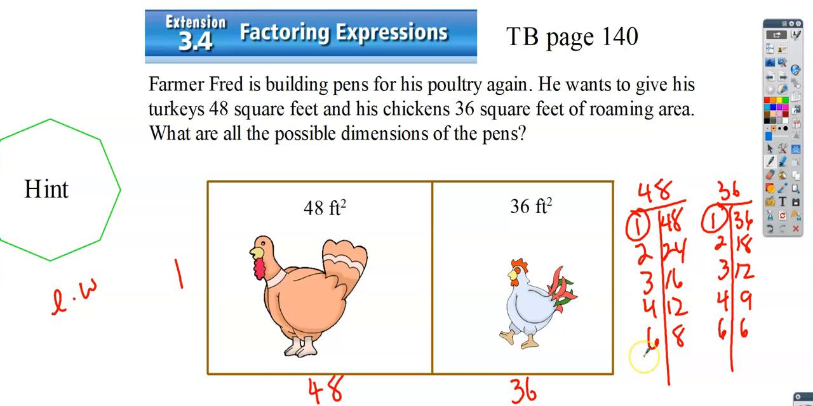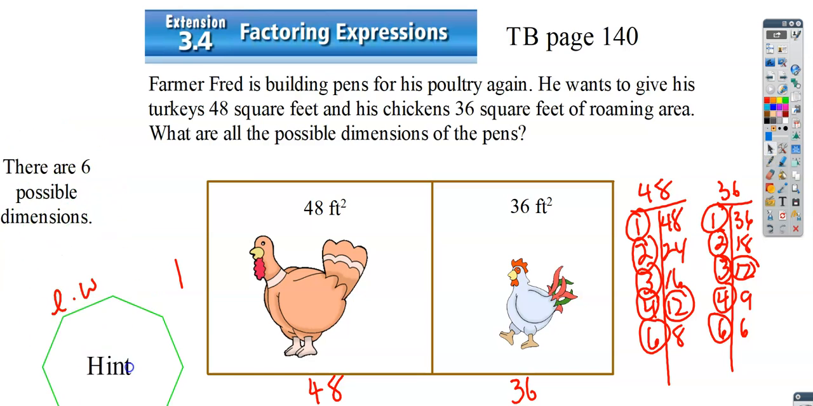So now that you can see my list of factors, it turns out we can use 2 as a shared wall, and 3 because they both have a factor of 3. And 4 and 6. And then I look at the list to see if there's any other numbers. Yes, I see a 12. So that kind of goes with my hint of there are 6 possible dimensions.